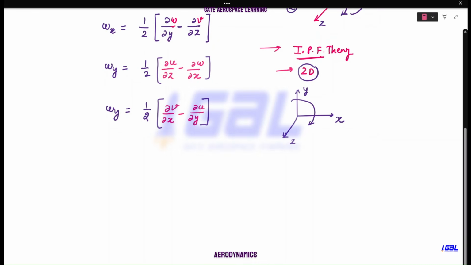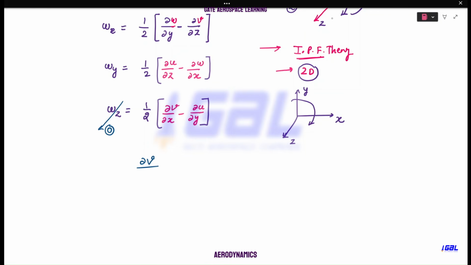So your angular velocity about the z-axis, because you don't have 3D, right? The z-component of angular velocity will become 0. Once this becomes 0, you end up getting dou v by dou x minus dou u by dou y equals 0. This is a very important conclusion we have arrived at.